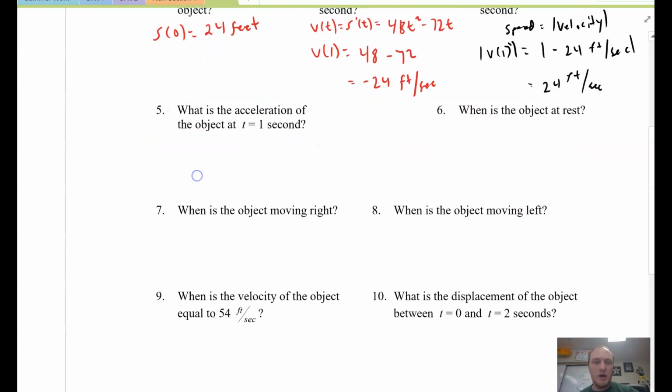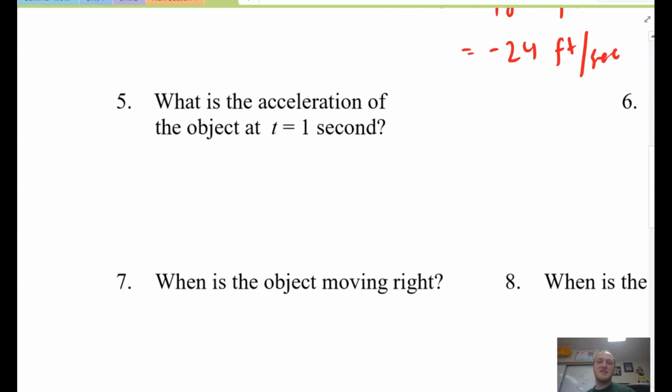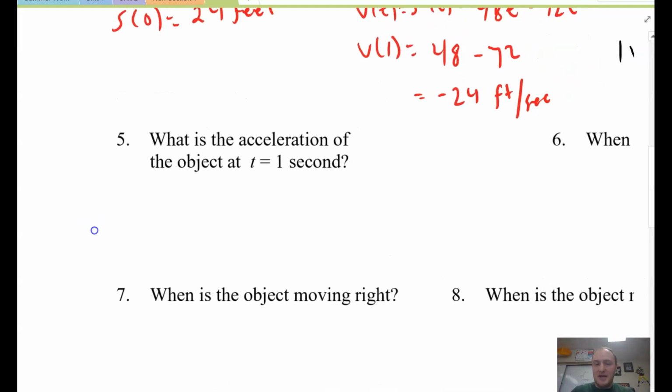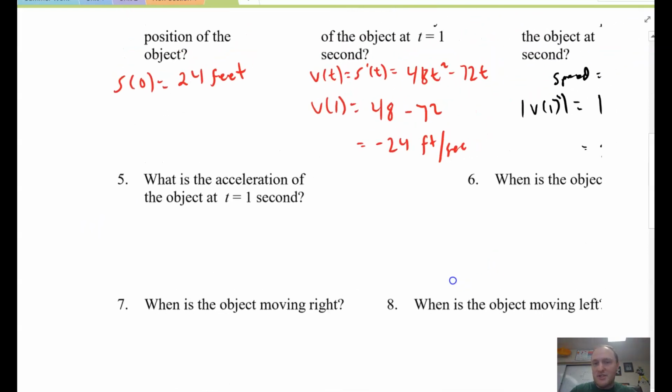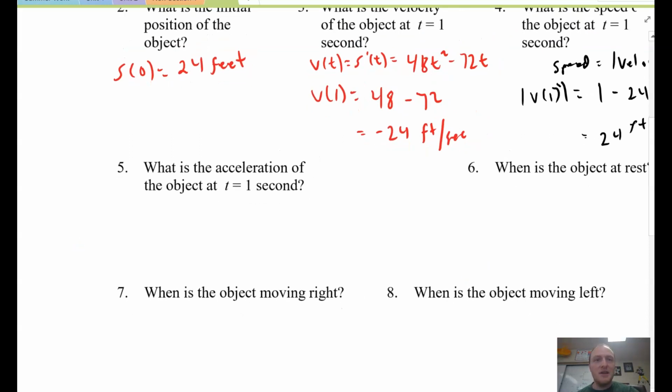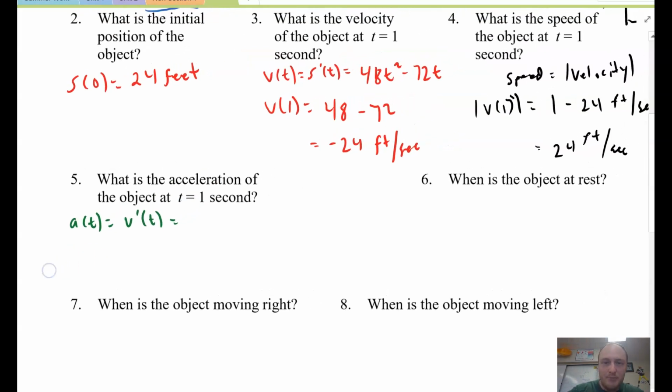All right, moving right along. Number 5, it says, what is the acceleration of the object at t equals 1 second? So again, I want to calculate acceleration. Acceleration, a of t, is equal to v prime of t. I'm going to go from velocity to acceleration, so I have to use the power rule again. So here is v of t. 2 times 48 gives me 96 t.